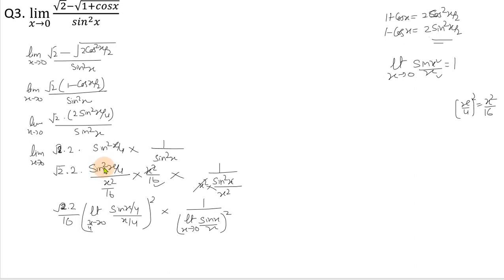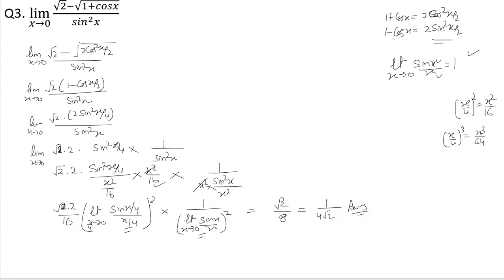If it happens to be cube of the ratio, then we will do x upon 4 whole cube, that is x cube upon 64. Now this term is equal to 1 and this is equal to 1 using this formula, limit x approaches to 0 sin x upon x, and we are left with only root 2 upon 8, and after rationalization we can write it as 1 upon 4 root 2, or you can combine all the powers of 2 as you like. I hope this is clear to you.